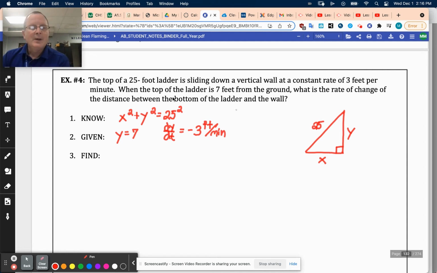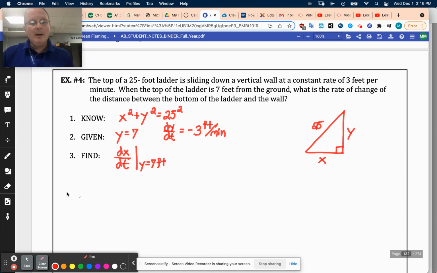And what are we trying to find? We're trying to find at what rate x is changing, because it's going to get bigger. If y is getting smaller and this ladder is not changing, then of course x is going to get bigger. So that'll be a positive amount, but let's find out. So dx/dt is what we're looking for, when y is equal to 7. And that was in feet.